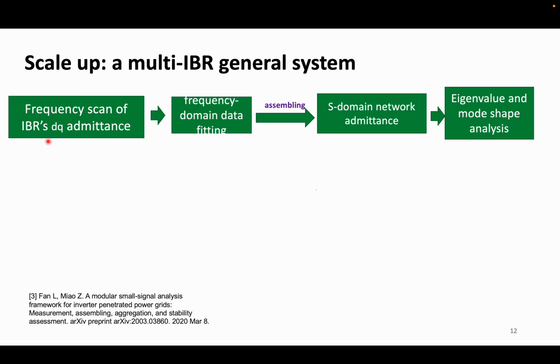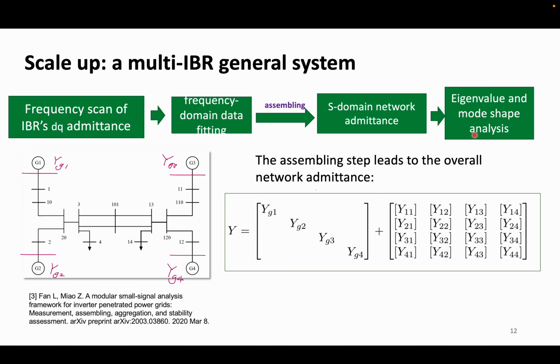If you have every IBR's DQ admittance ready, you can fit it and obtain an S-domain transfer function matrix. Then you have the network admittance. Then you can combine them together and carry out eigenvalue or mode shape analysis. That is the essence of this paper. This particular technology has been documented in another paper from 2020. So the idea is, for example, in the 4-machine system, we have the grid.